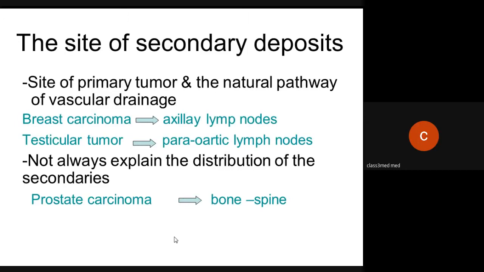Prostatic carcinoma commonly metastasizes to the bone, particularly to the spine, and the spine is not within the natural vascular drainage.